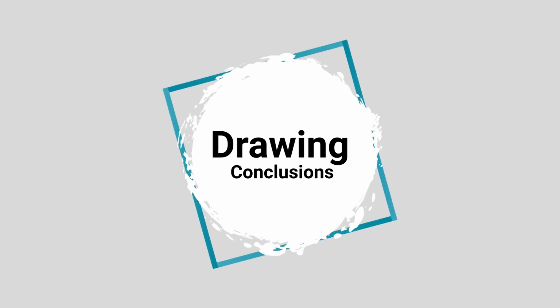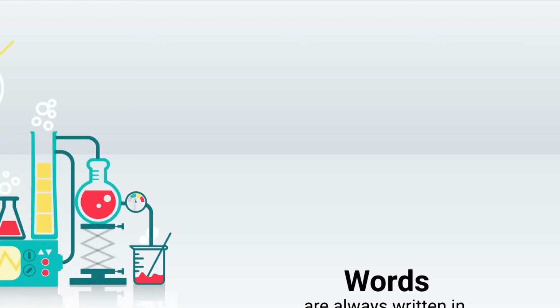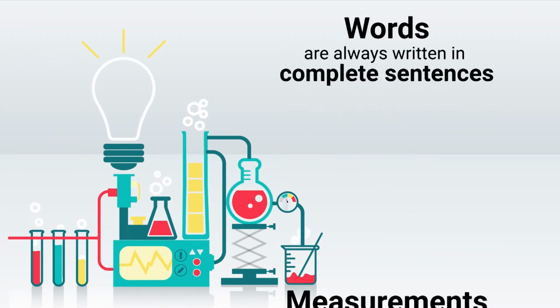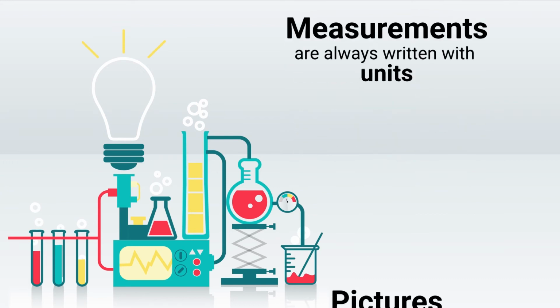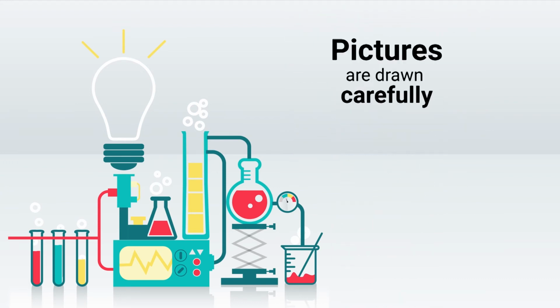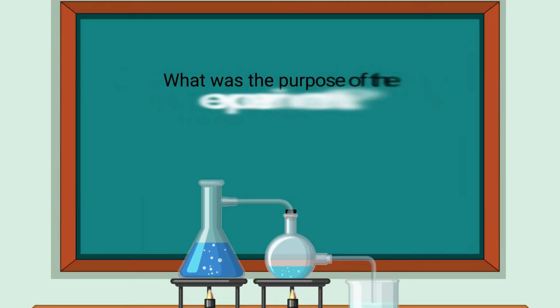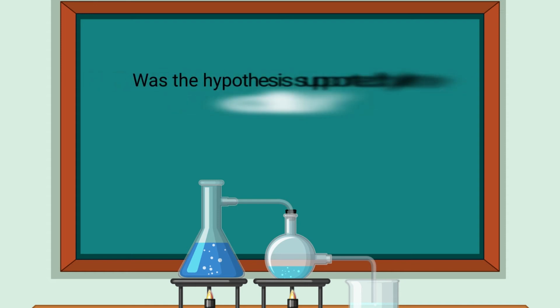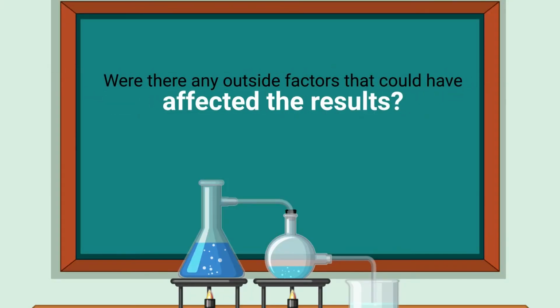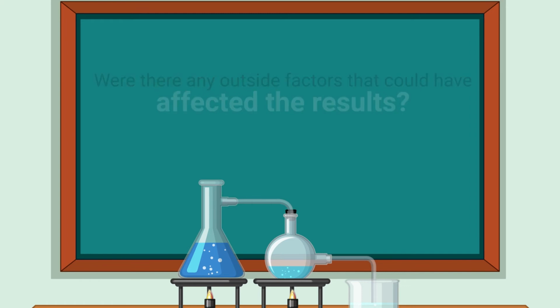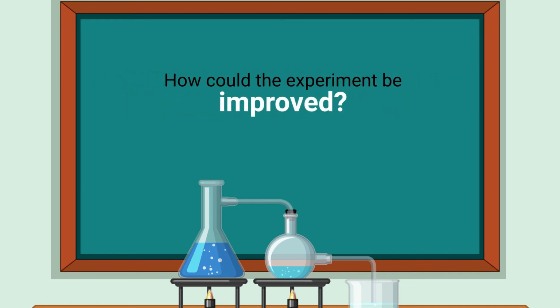When drawing conclusions from an experiment, it is important to remember that words are always written in complete sentences, measurements are always written with units, pictures are drawn carefully. After the students conduct an experiment, they should question why certain results occurred, such as what was the purpose of the experiment, was the hypothesis supported by the data, what were the major findings, include a clear statement describing the relationship between the independent and dependent variables, were there any outside factors that could have affected the results, how could the experiment be improved, and so on.